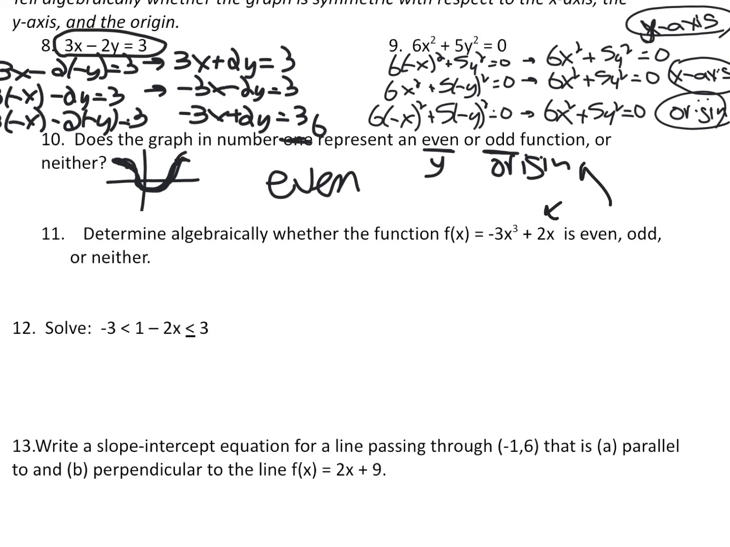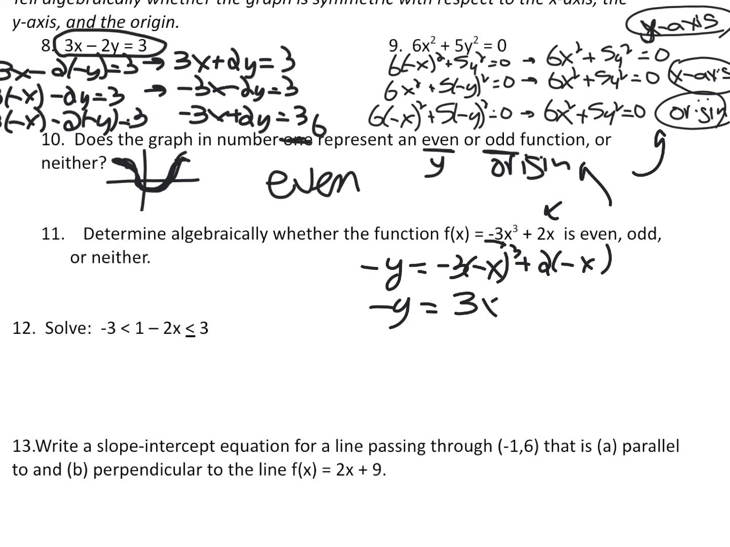Odd means origin. We just did origin up there, which means you have to plug in a negative x and a negative y and see what happens. So I'm going to take a negative y right there. I'm going to put in a negative x for the x's, like this, and then just work it out. The y is negative. Because the negative x has a cube, it's going to stay negative. A negative times a negative is a positive. That makes it 3x cubed, and it's going to make that a negative 2x there.